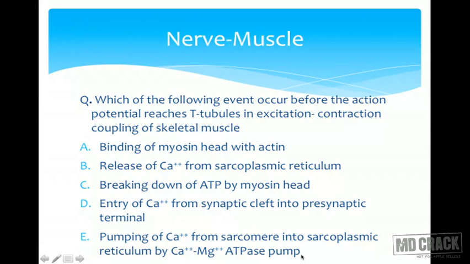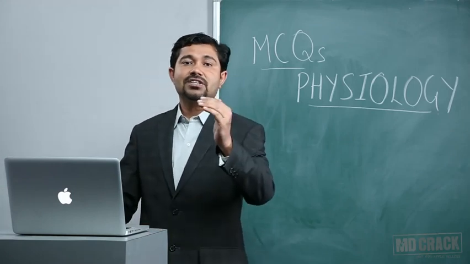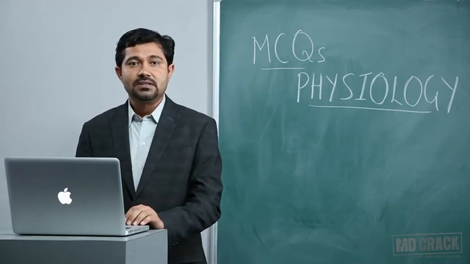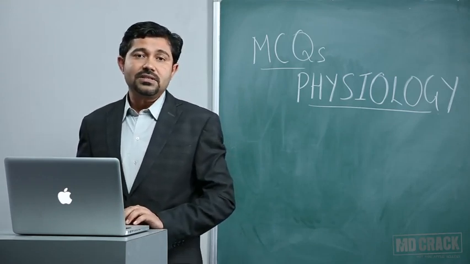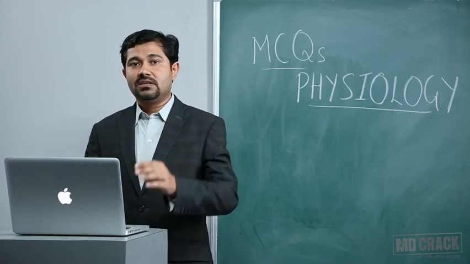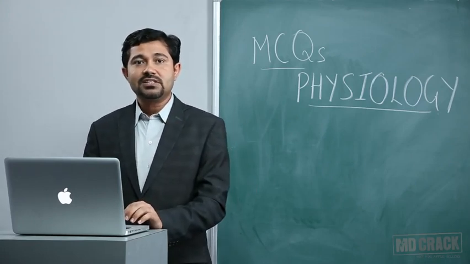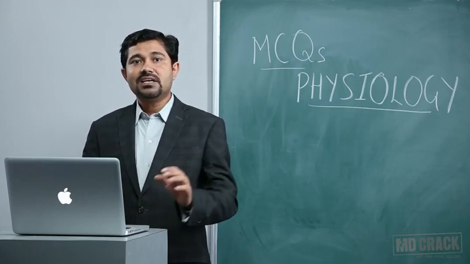Now, what you have to analyze here? You have to analyze here the steps in the excitation contraction coupling of the skeletal muscle. So, if I just want to help you, what is the first step? Yes. So, action potential reaches the axon, that is the nerve muscle junction, and what happens there? Then there is an entry of the calcium ions.